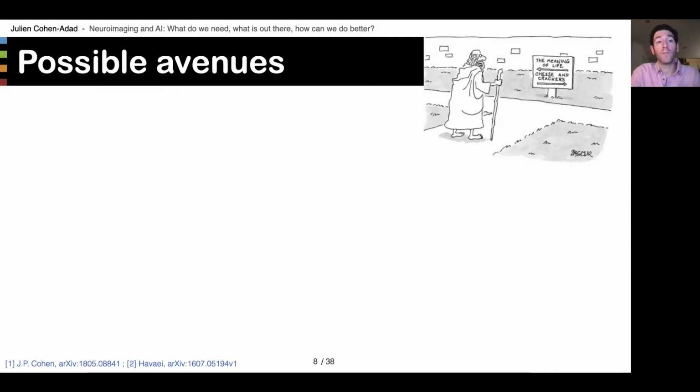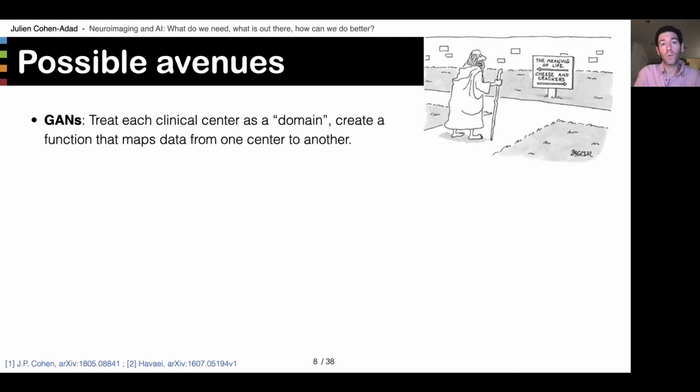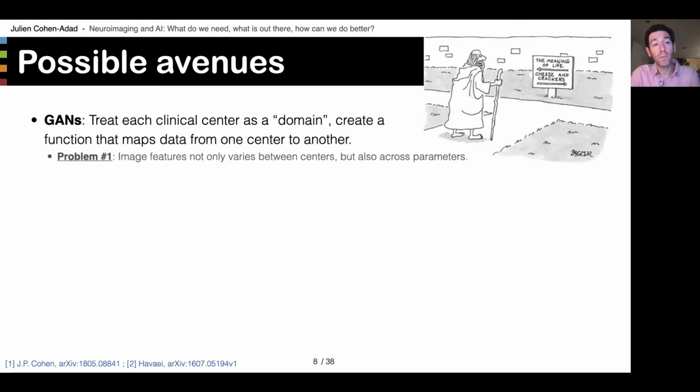So what are the possible avenues? There are generative adversarial networks, or GANs. They can be used to generate a synthetic domain, and each new domain would then be mapped to this synthetic domain to perform a task. However, there are certain problems associated with GANs, even though they have become very popular. One of the problems is that image features not only vary between centers, but also across parameters. So it's difficult to find a domain that would work for the infinity of parameters that we can get with MRIs.